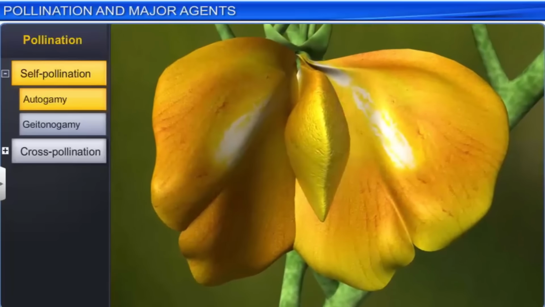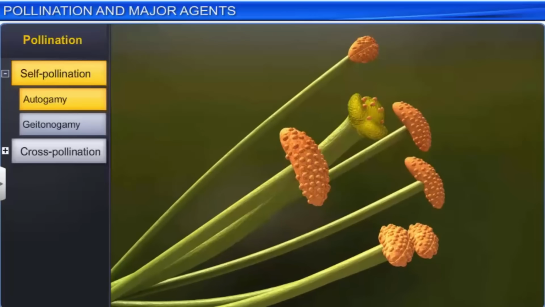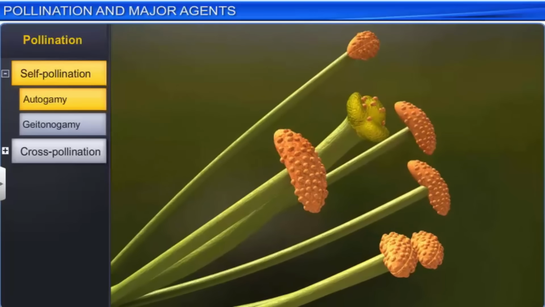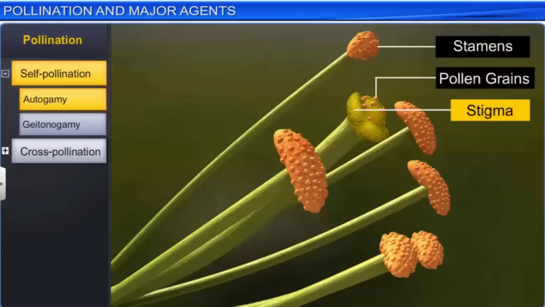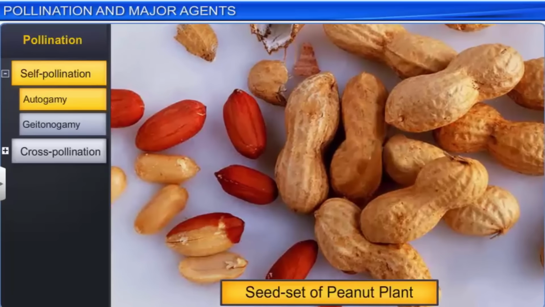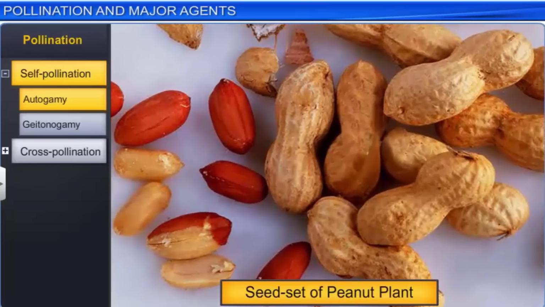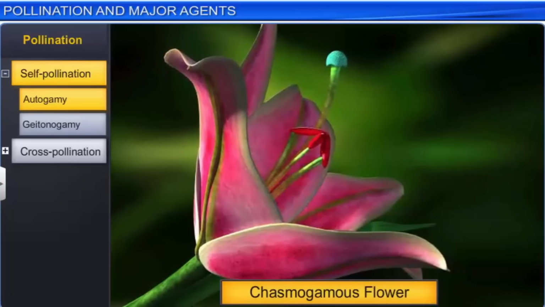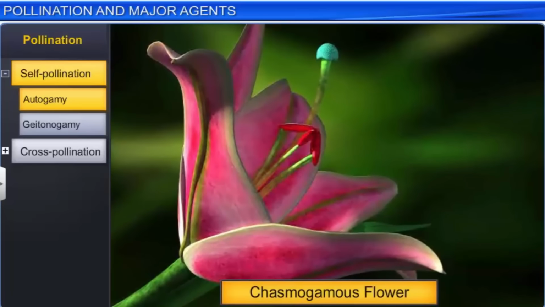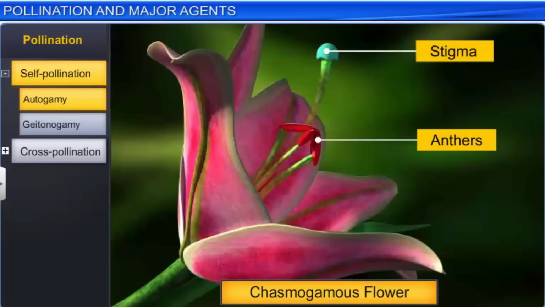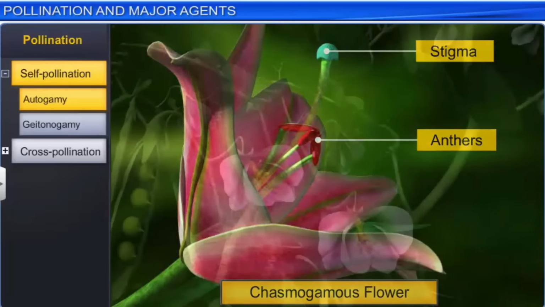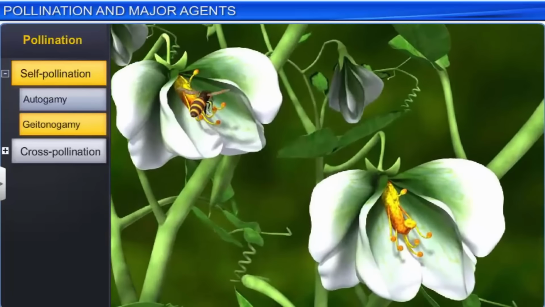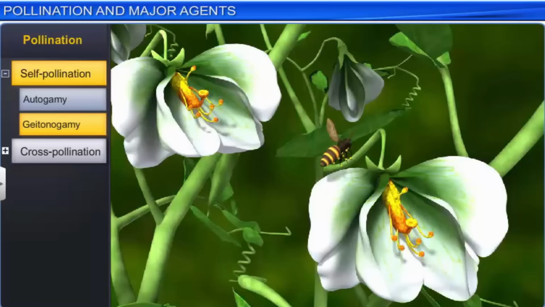The anthers and stigma of these flowers lie very close to each other. When anthers dehisce, pollen grains get deposited on the stigma, which ensures the production of seed sets even in the absence of pollinators. Autogamy, however, is rare in chasmogamous flowers, which open and expose their anthers and stigma, as it requires synchrony between pollen release and stigma receptivity. In geitonogamy, the second type of self-pollination, pollen is transferred from the anther of one flower to the stigma of another flower of the same plant.